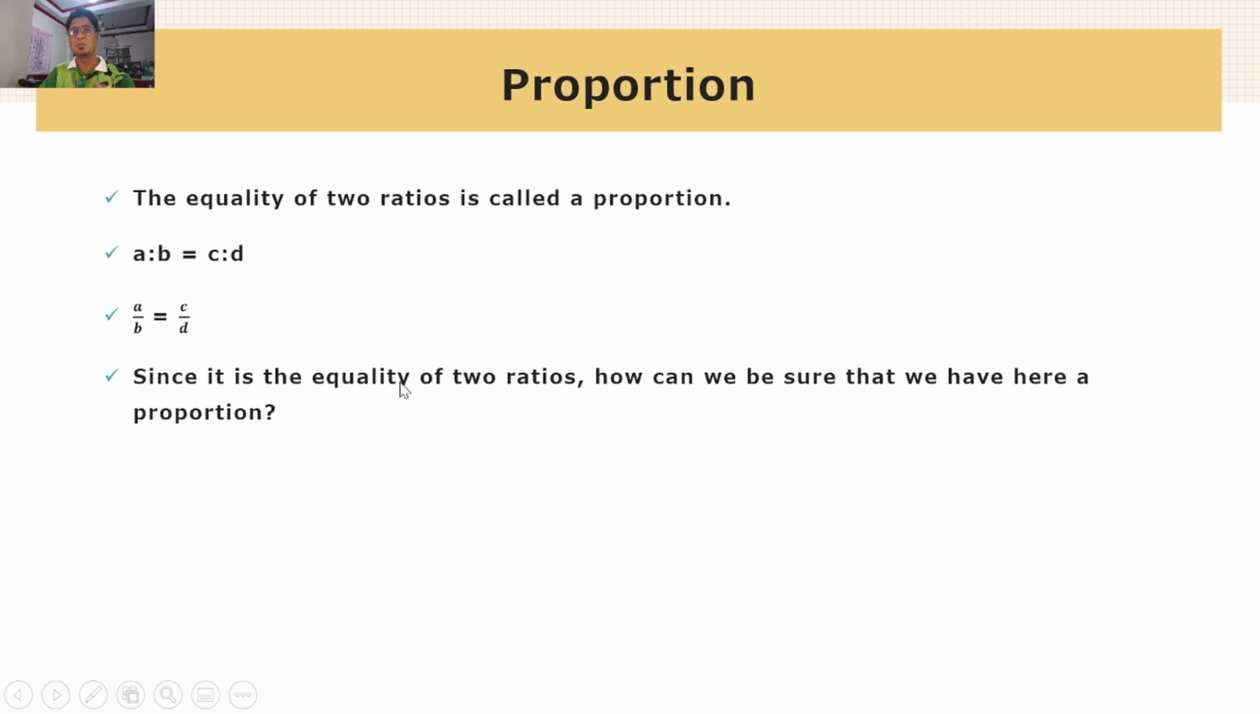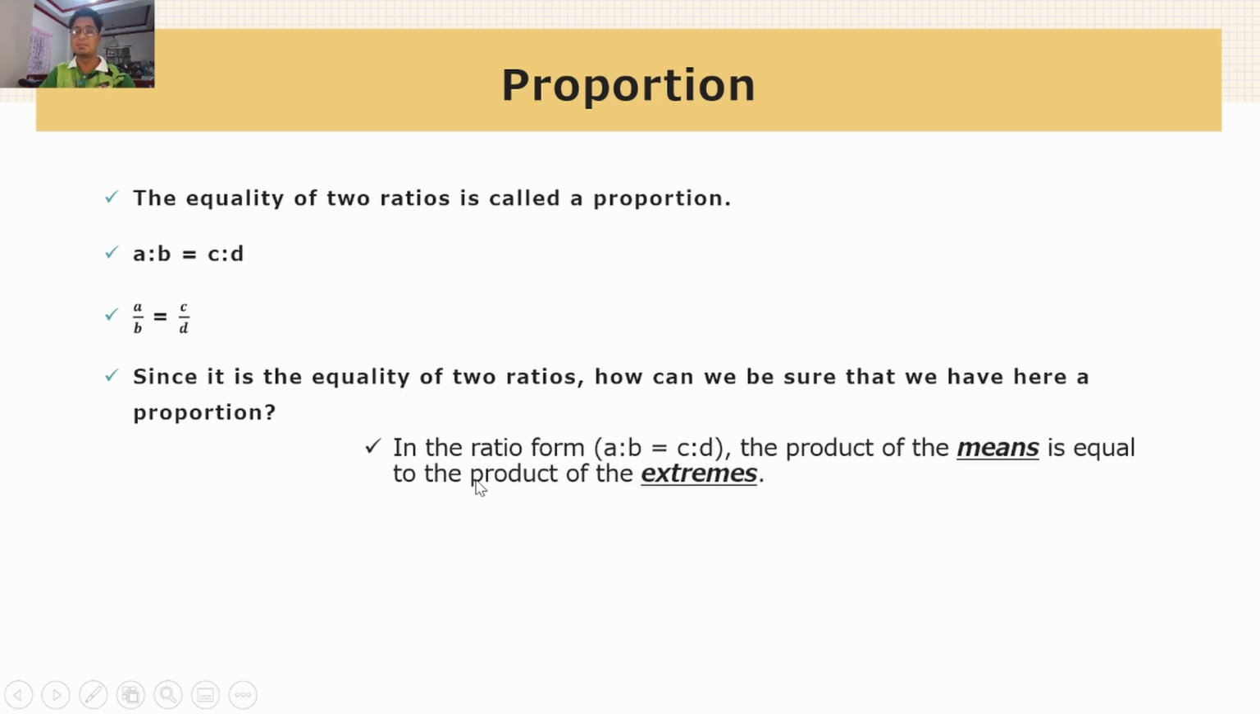Kaya tinawag nating proportion, balance sila. Kaya nga equal. Ang isang palatandaan, in the ratio form, yung nasa una, A is to B is equal to C is to D. The product of the means is equal to the product of the extremes. Tanong ulit, ano yung means, ano yung extremes?